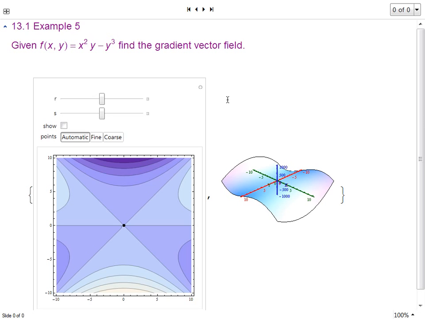What's the partial of f with respect to x? Okay, so the gradient of f, that's the way we wrote it, was the partial of f with respect to x, partial of f with respect to y. That's what it was, right? So partial of f with respect to x was 2xy.